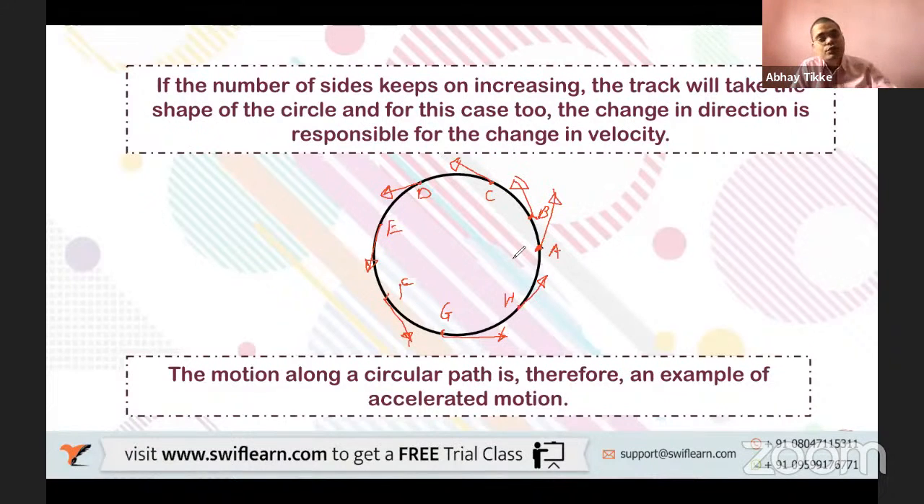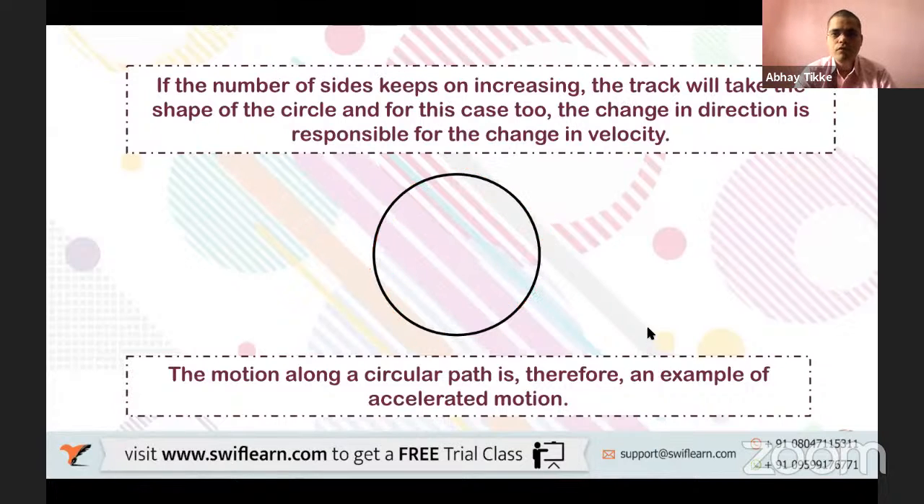What is accelerated motion? Accelerated motion मतलब जहाँ पर आपकी speed change हो रही है समय के साथ. The speed is changing with respect to time. That is what is called accelerated motion. Is that clear? Anybody has any doubt so far? Fine. No problem. So let us go ahead. Let me clear this all.